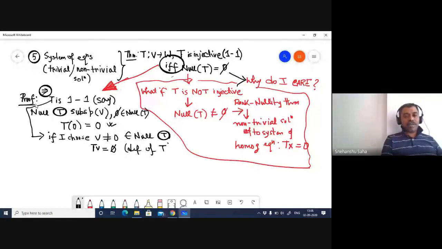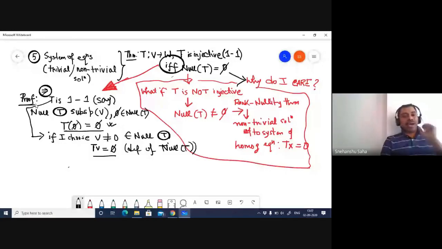Definition of null of T. This is how null spaces are defined. So what do we have now? We have T of 0 equal to 0, and we have T of V also equal to 0. So we have two different vectors, and you apply the same mapping, and two different vectors are being mapped onto the same object. Is this possible under the assumption? No, because T is 1 to 1.